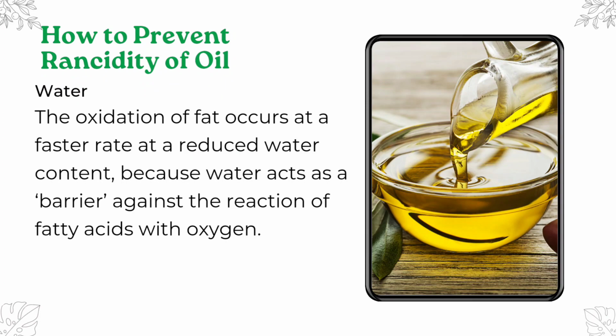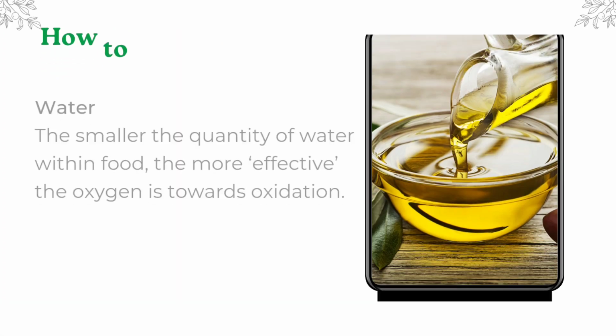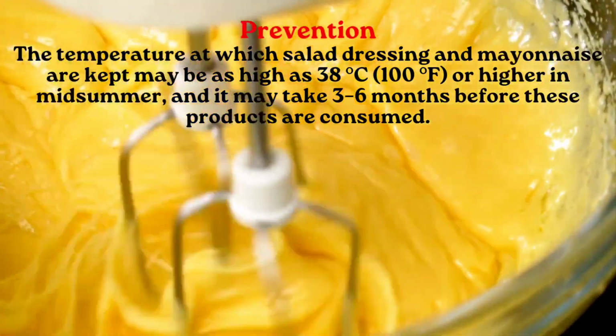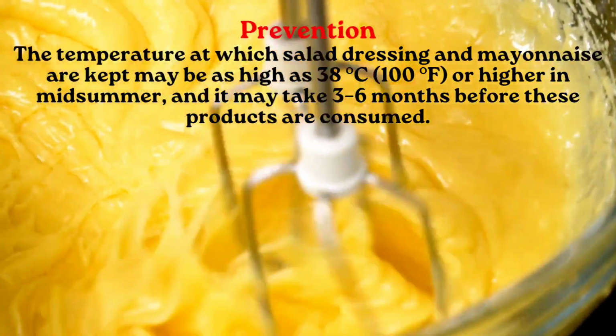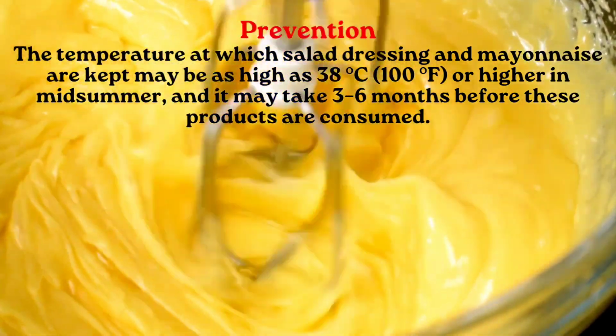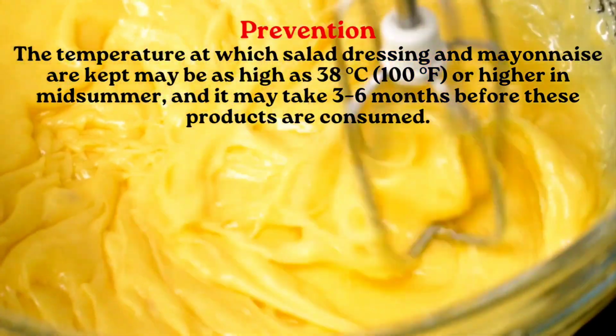Reduced water content, because water acts as a barrier against the reaction of fatty acids with oxygen. The smaller the quantity of water within food, the more effective the oxygen is towards oxidation. Prevention. Mayonnaise. The temperature at which salad dressing and mayonnaise are kept may be as high as 38 degrees Celsius or 100 degrees Fahrenheit, or higher in midsummer. And it may take 3 to 6 months before these products are consumed.